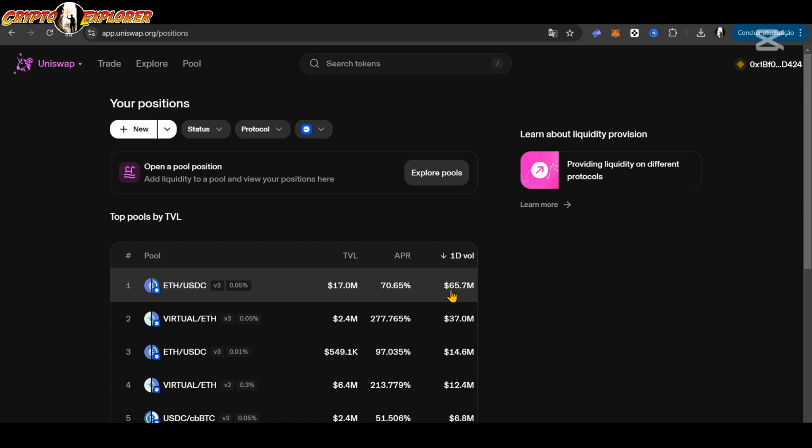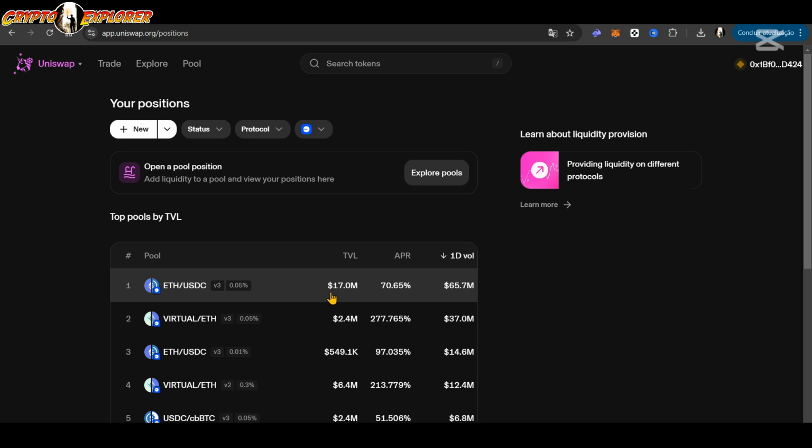Because what's going to happen is that this volume, when it's being traded, gets this fee here, right? And this 0.05% of 65 million is going to be sent, not all of it, but a big chunk of it, to liquidity providers, and those make up $17 million. So depending on how much you are invested in this pool, it will determine how big a share of the fees being generated you are going to get.